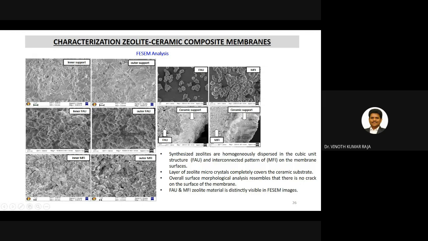The overall surface morphological analysis reveals that there are no cracks on the surface of the membrane. So there are no cracks, and the zeolite materials like FAU and MFI zeolite are distinctively visible in the FESEM images. So all are provided neatly here. You can see here.